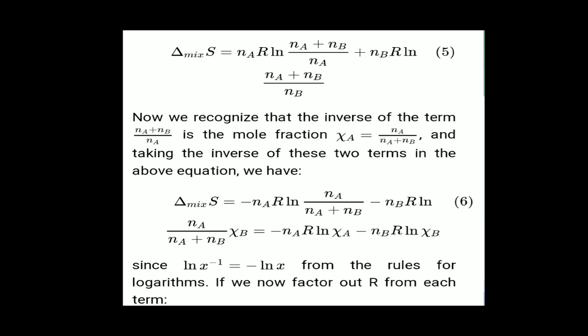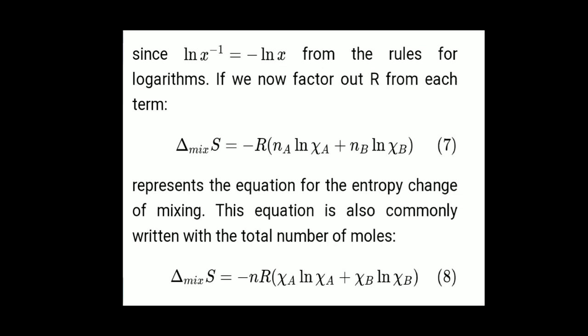Since log of X inverse is equal to minus log X, from the rules of logarithm, if we now factor out R from each term, delta S mixture is equal to minus R, Na log Xa plus Nb log Xb. This represents the equation for the entropy change of mixing.